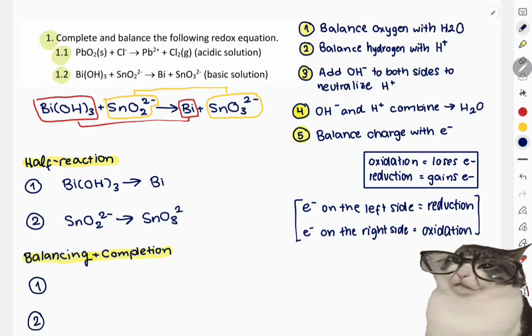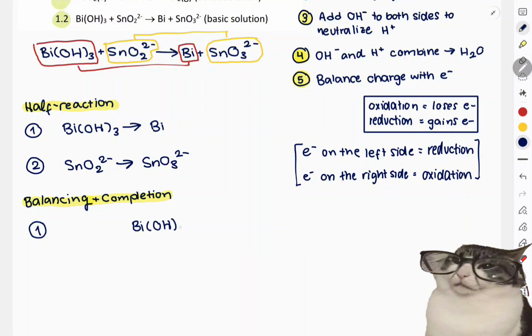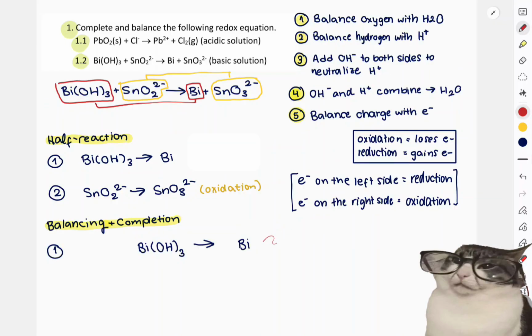Now let us balance the first half reaction, which is the bismuth hydroxide. The first step is to balance any atom other than oxygen and hydrogen. In this case, we have bismuth, and bismuth is already balanced. We have one on the left side and one on the right side. Now we balance the oxygen atoms. We have 3 oxygen atoms on the left, and we don't have any on the right. So that means we need to add 3 water molecules onto the right side of the equation.